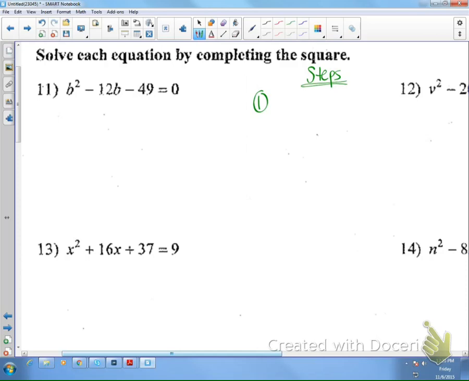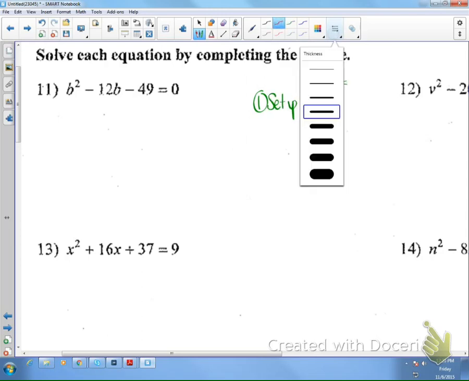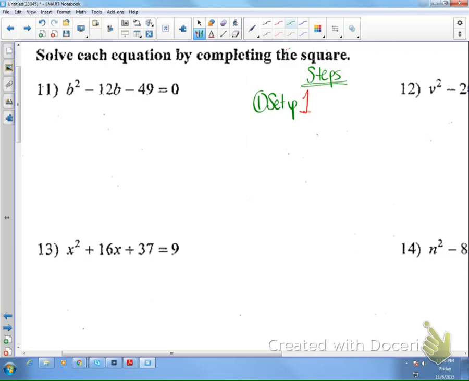So our setup has to be as follows. Write down the steps. Setup. We need to have a 1 x squared plus bx equals c. Okay, so everything on the left is a variable. And then if it doesn't have an x or the variable with it, we want to put it on the other side. So everything on the other side of the equal sign is a constant.